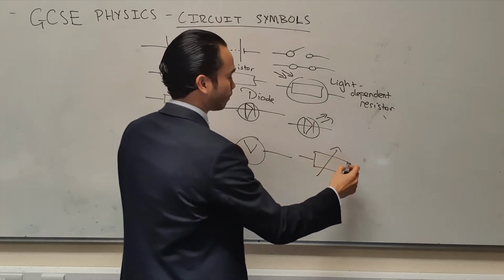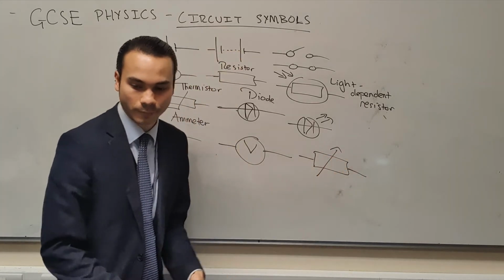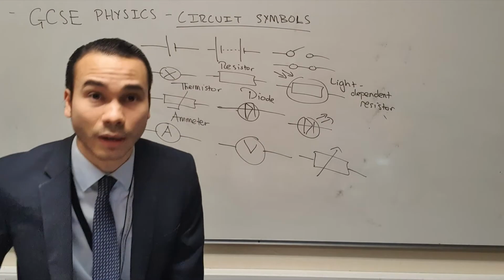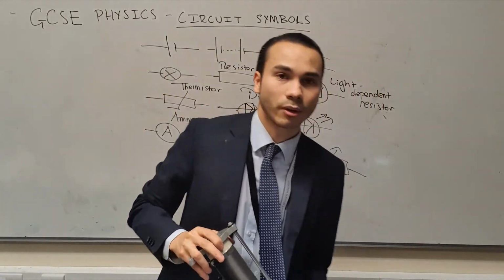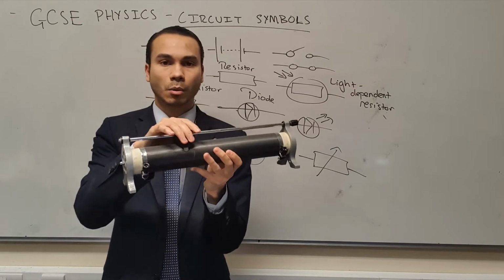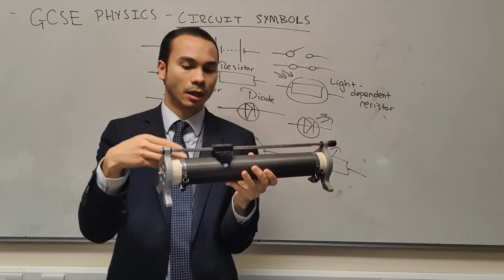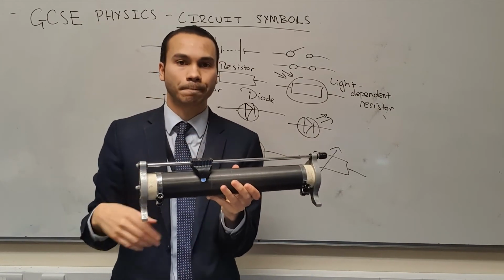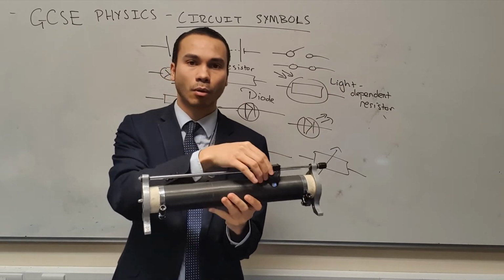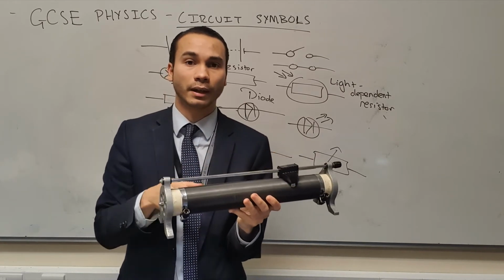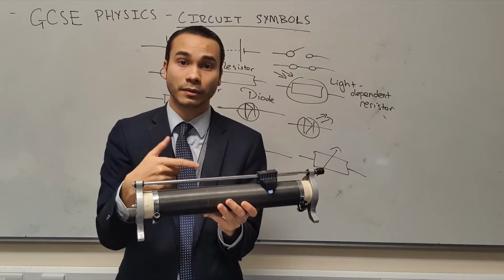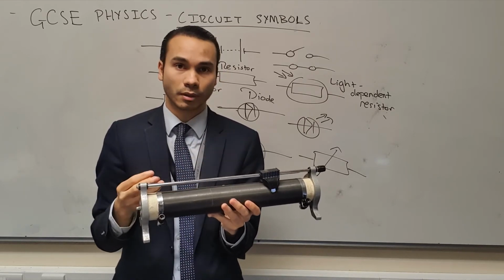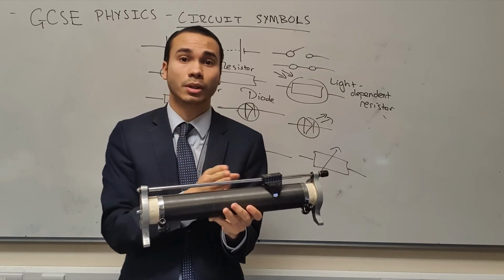Here is a variable resistor, and I've got a real life variable resistor here. Another name for it is a rheostat. And how does it work? Well, it's basically a long coil of wire, and as I move this slider across, I can change the effective length of the wire. So if I've got a longer length, more coils, I've got a greater resistance, because resistance is proportional to the length of the wire.